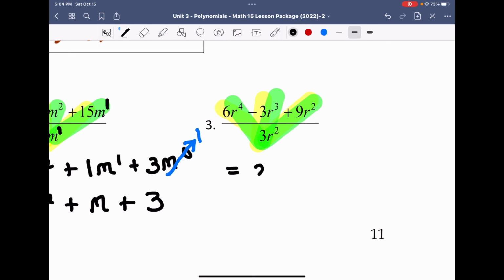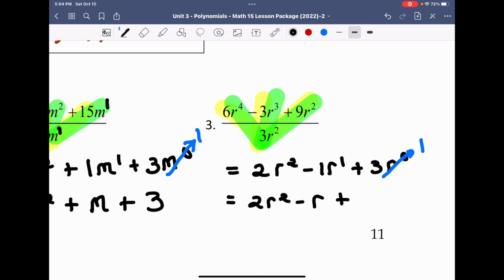6 over 3 is equal to 2. R to the 4 over r to the 2, you subtract the exponents, leaving me with r squared. Negative 3 over 3 is negative 1. R cubed over r squared subtracts to r to the 1. And now we have 9 over 3, which is positive 3. R squared over r squared reduces down to r to the 0. Just as our last examples, this reduces to 1. And now we have this is equal to 2r squared minus r plus 3 times 1, which is 3. Another one that reduces down to a trinomial.